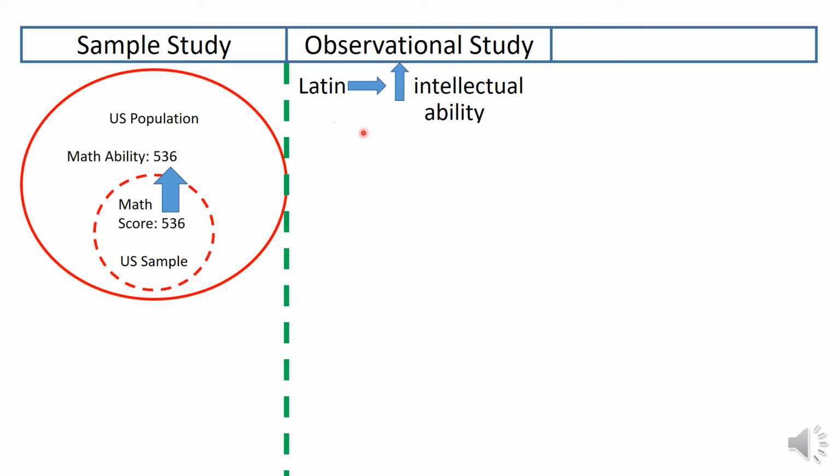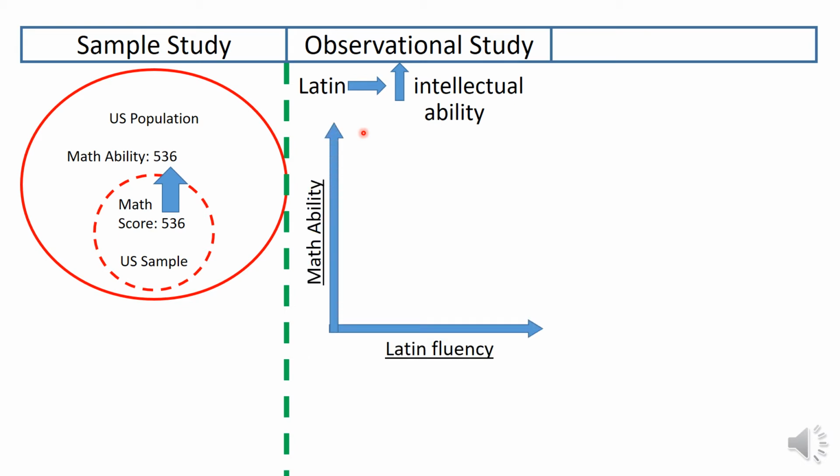Using the observational study method, we could get a bunch of students, measure their Latin fluency, possibly give them a Latin test, and also give each of those students a math test. Because if Latin is improving their intellectual ability, then arguably it should also be improving their math ability, because that's one part of your intellectual repertoire. So for each student in our observational study, we record a math score and a Latin fluency score.